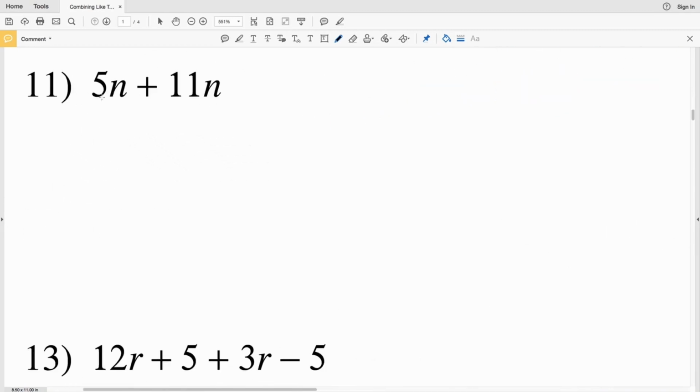For number 11, we have 5n combined through addition with 11n. So 5 plus 11 is going to bring us to 16. So 5n plus 11n is going to bring us to 16n.